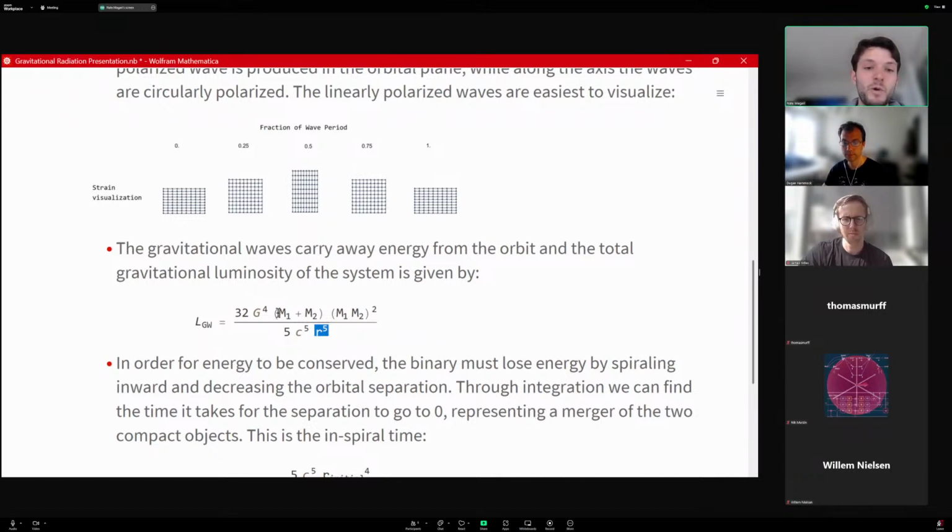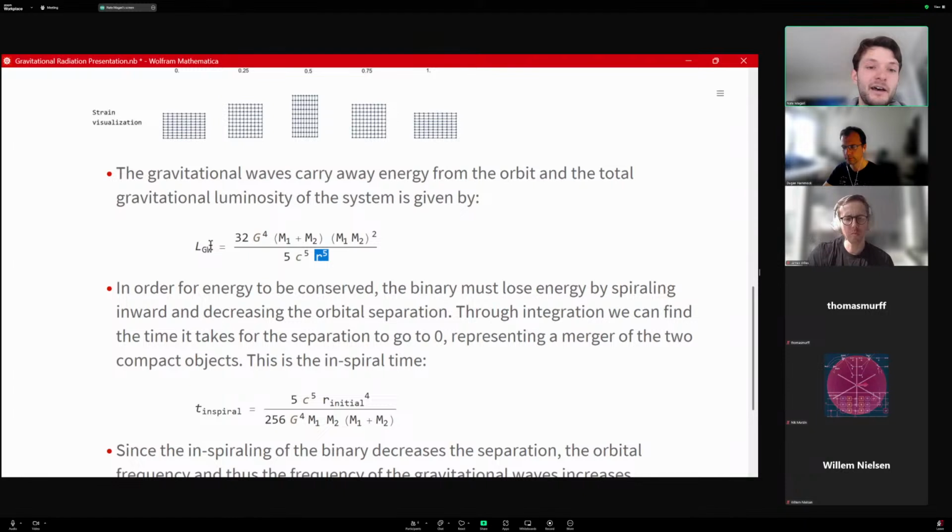So these waves emit the most energy when the masses are close to each other. For example, if we halve the distance of the masses, then we increase the luminosity by a factor of 2 to the power of 5, which would be 32. So it's very strongly dependent on the separation.